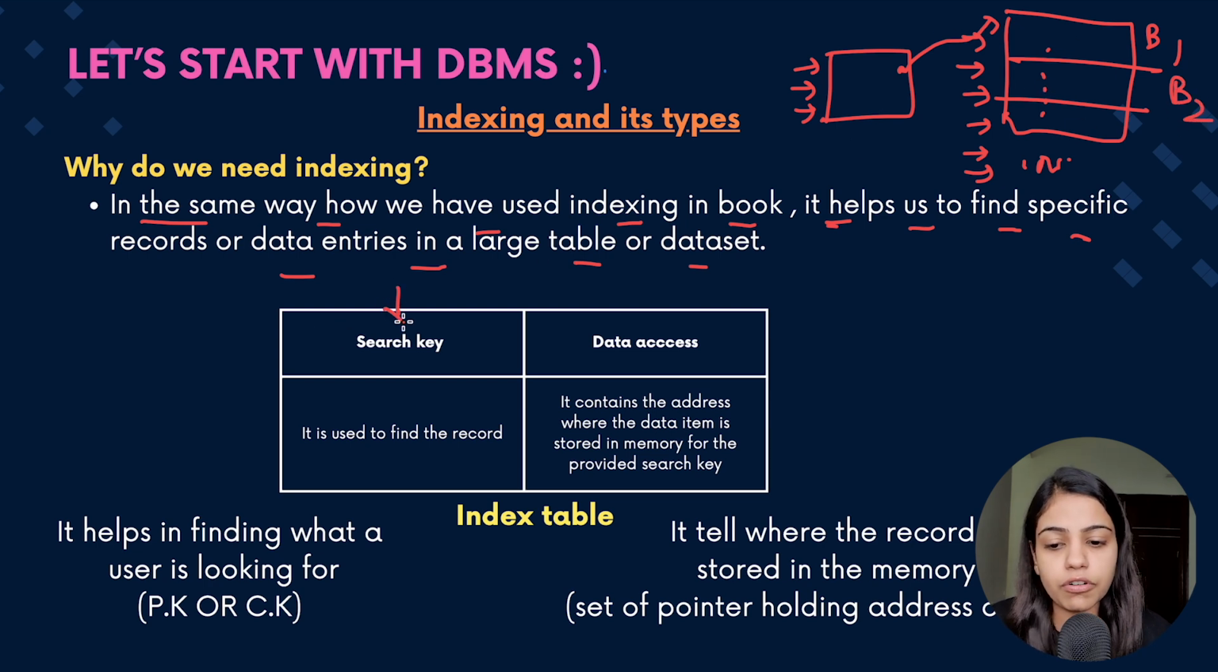So here you can see that you provide a search key and the data access in the index table. The search key is used to find the record, and the data access contains the address where the data item is stored in memory for the provided search key.